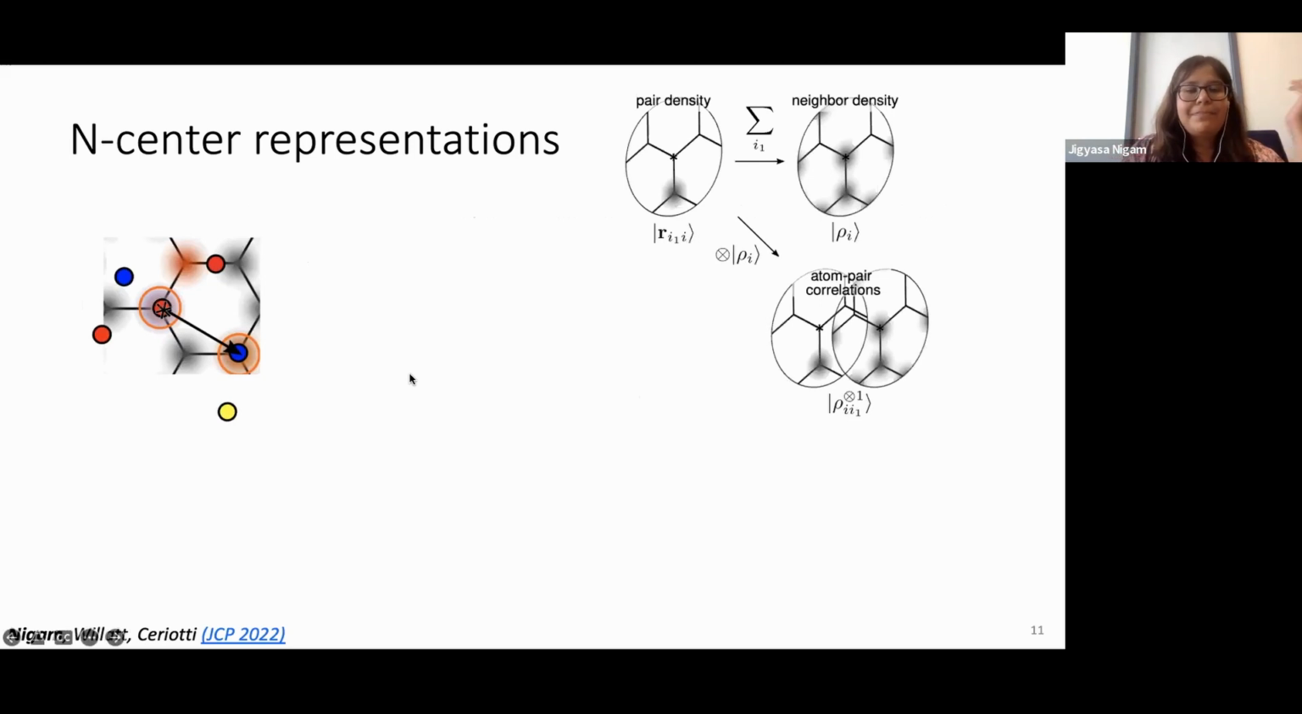One way of constructing this pair or two-center representation is by realizing that you have built this atomic representation. So you have a way of describing your atomic center, and you also have a way of tagging individual neighbors in your neighborhood. So you have this pair correlation as well. When you take tensor products of these, combining the information about a pair density and an atom density, you get what is called an atom pair correlation.